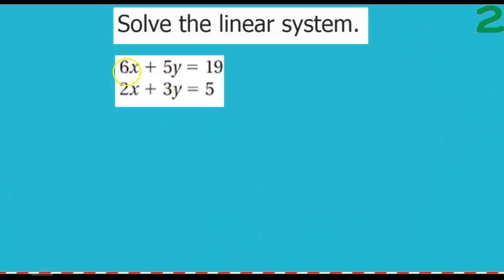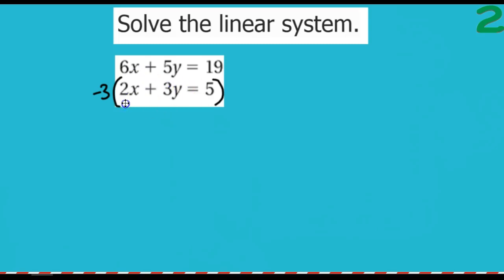Alright, this one we have 6x and 2x, 5y and 3y, and 19 and 5. Well, I see that I could multiply this 2 by something to get to 6. I couldn't multiply the 3 by something to get to 5. So I'm going to multiply this 2. Now both of them are positive, so I want to multiply by a negative. So 6x times a negative 3.